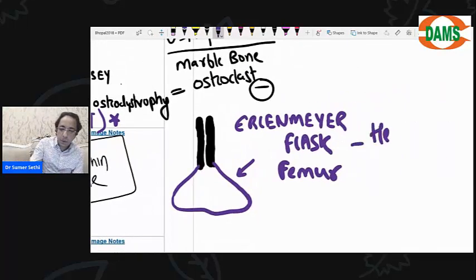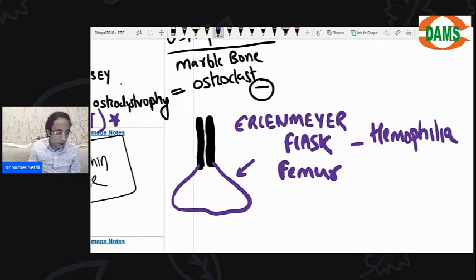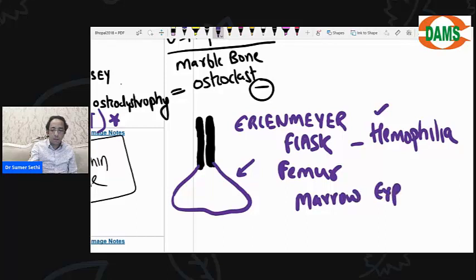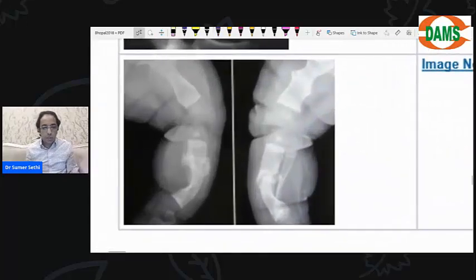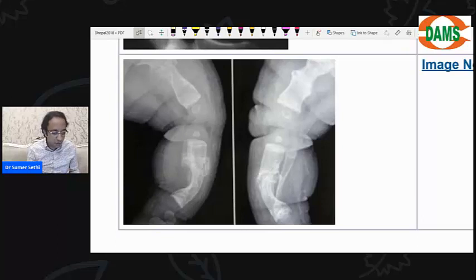Same appearance is also seen in hemophilia. Why? Because even in hemophilia, the bone marrow is expanding. That leads to Erlenmeyer flask femur even in hemophilia also, because both of them will have bone marrow expansion. Everybody follows? Okay. Now, final miscellaneous picture, and after this miscellaneous picture, we will start with ultrasound. Just a little bit of ultrasound will be covered. Rest of it will be covered in the next class.